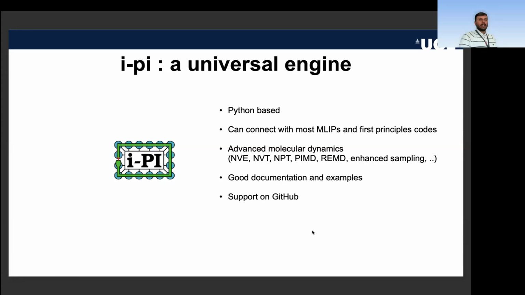So it incorporates a lot of advanced algorithms, not just various ensembles, which is NPT, NVT, and so on, but also enhanced sampling, replica exchange, and path integral molecular dynamics, which can also treat nuclei quantum mechanically. Also want to say that we have worked extensively on providing good documentation and a lot of examples, and there's a fair amount of support on GitHub or Google groups. So if you ask a question, we usually try to respond as quickly as possible.